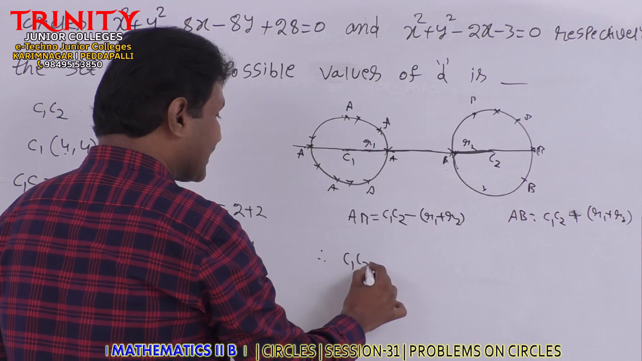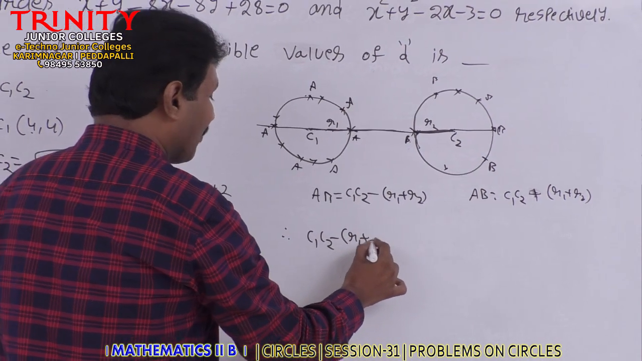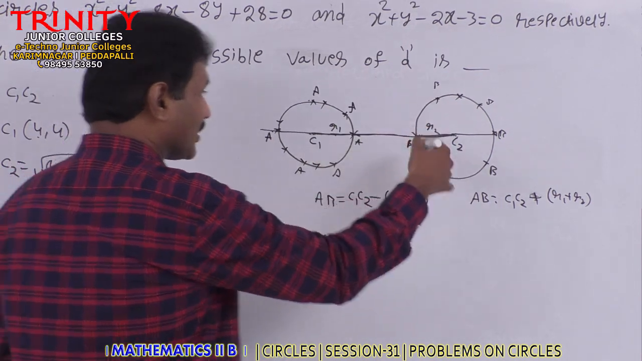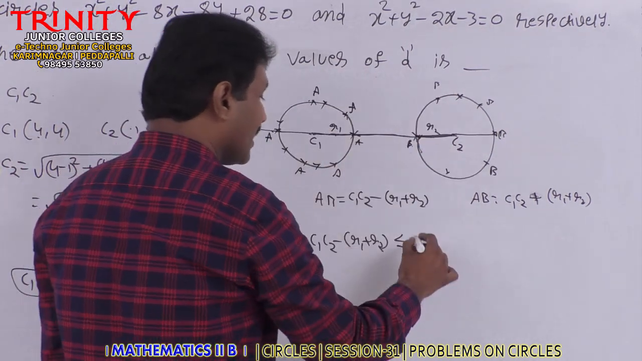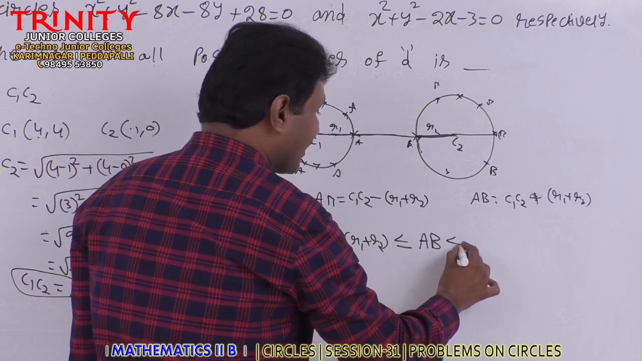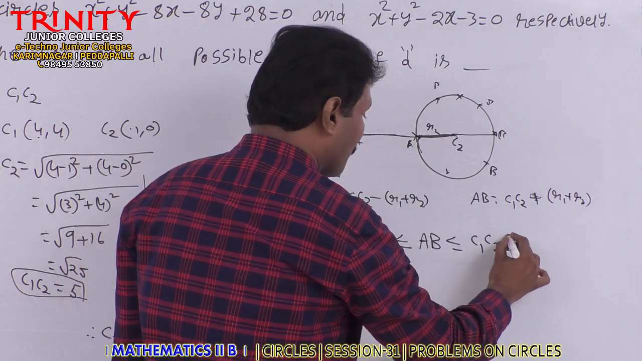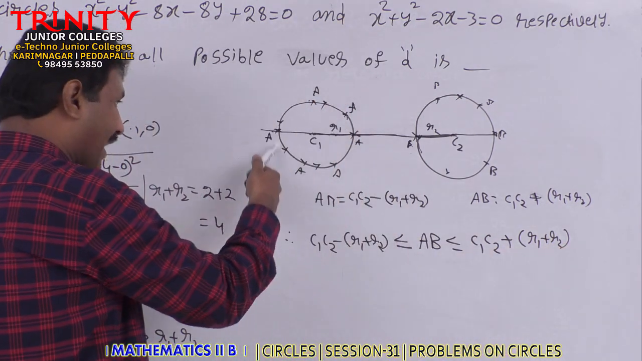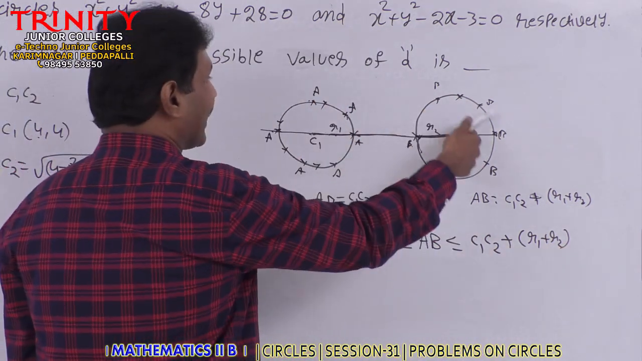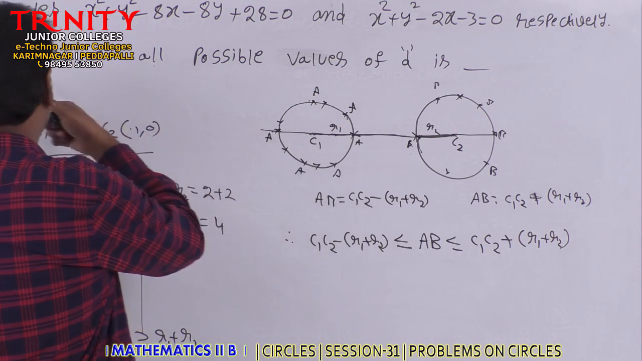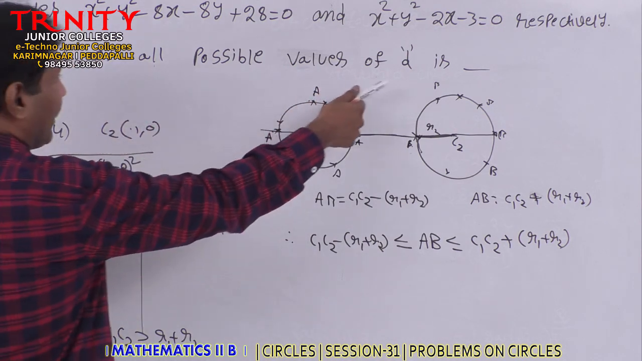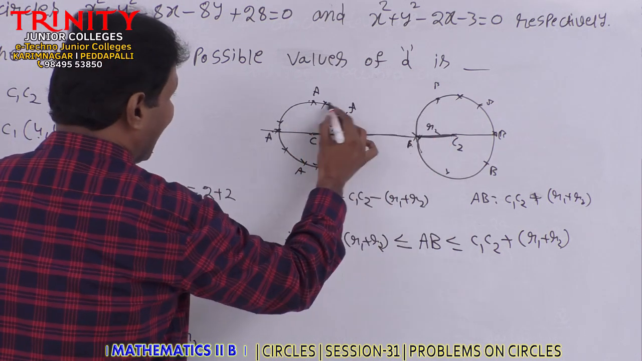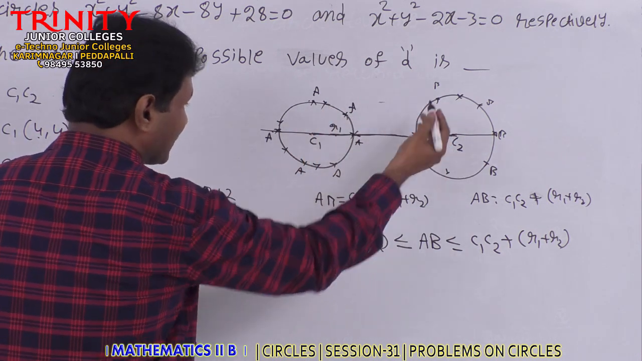Therefore, |C1C2 − (R1 + R2)| ≤ the distance between any positions, that is, this is the locus: AB ≤ C1C2 + R1 + R2. Because A is any point on the circle and B is any point on the circle, we need the set of all possible values of D, the distance between A and B. Suppose the distance may be like this, like this, like this, any chances.